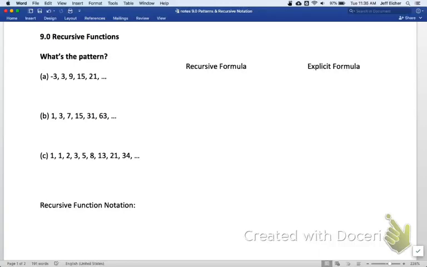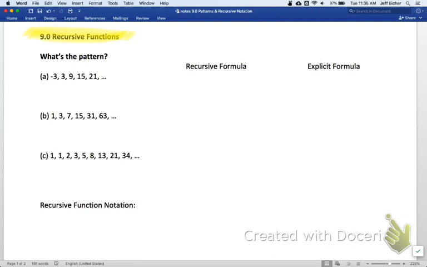Good morning, Mr. Eicher here to teach you a Math 3 lesson about recursive functions, Chapter 9, 9.0. So make sure you look for those notes. You can print those and follow along. It'll be a good idea.